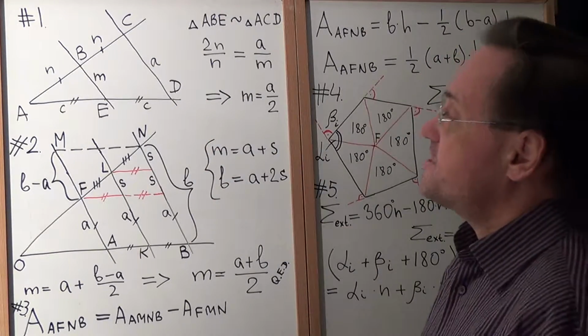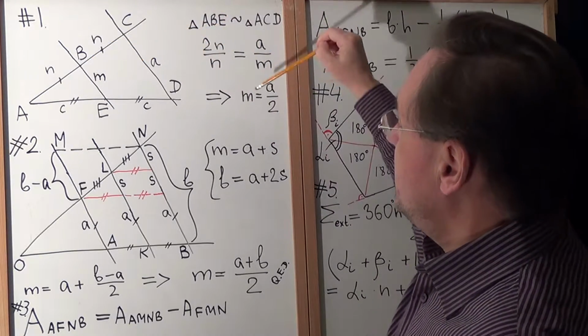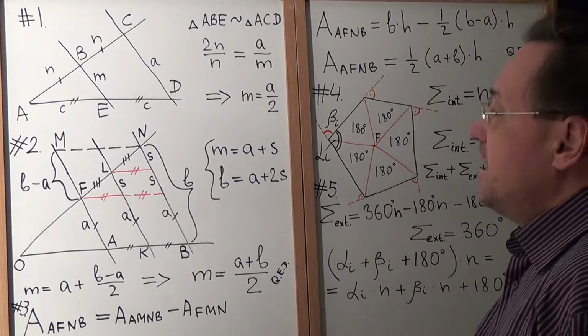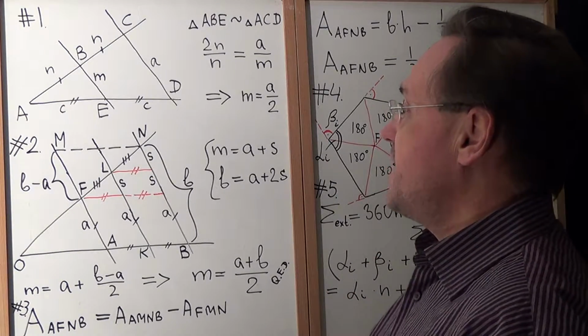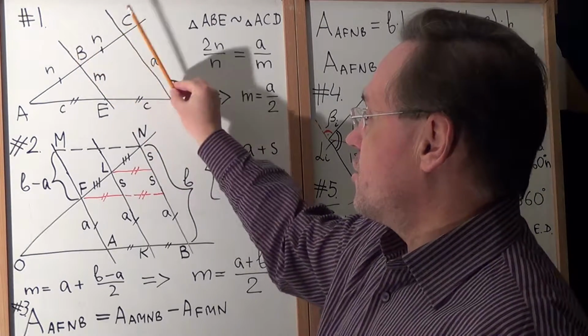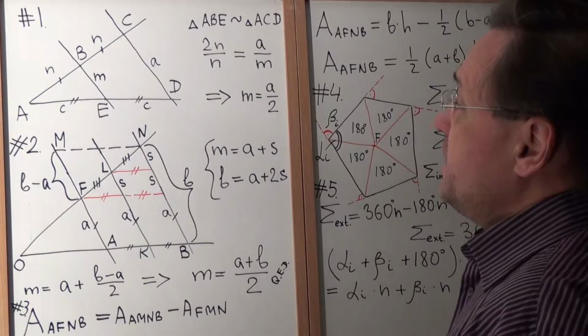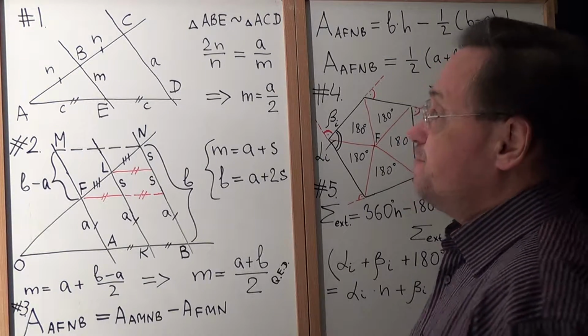So in this case, our M is half of A. How do we prove it? There are two parts in this proof. First, we have to prove that these two lines are parallel. And we can use a converse of side splitter theorem.